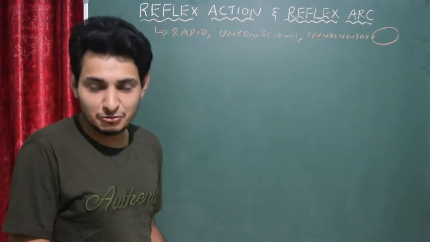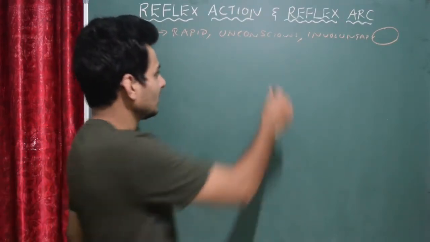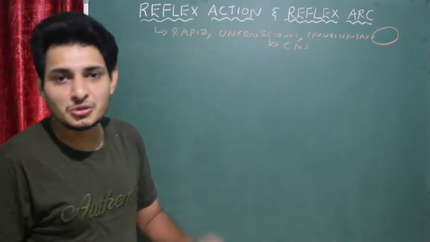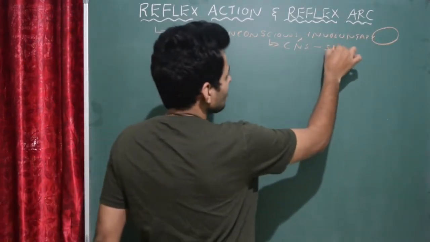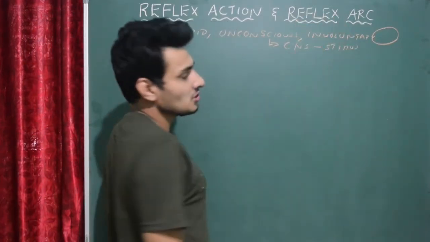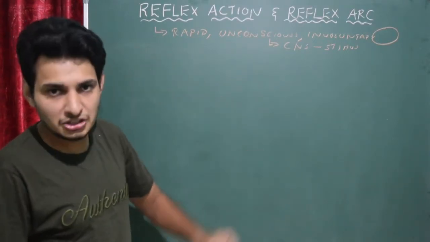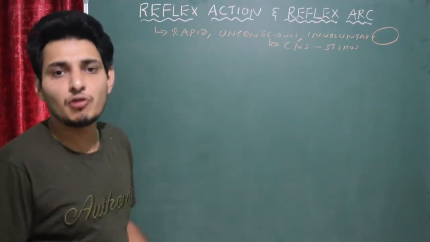Response or action which is produced through the CNS, correct? So the CNS is producing all these things. For what? For a stimulus, correct? So for a stimulus, the central nervous system, it could be the brain or the spinal cord, now produces an action which is rapid, unconscious and involuntary.